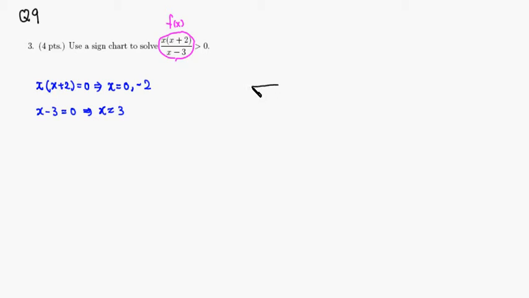So you draw a number line, and here's x. The smallest number is negative 2, so I put negative 2 here, and the middle number is 0. Scale really doesn't matter, and I put 3 over here. So what we're gonna do is look at the sign of f of x for each interval.